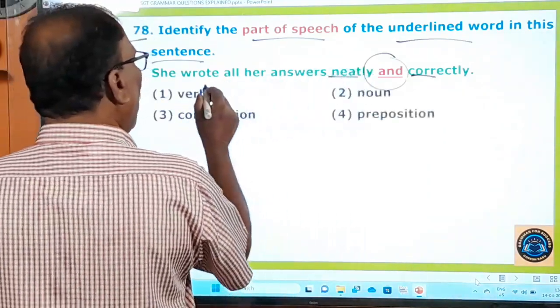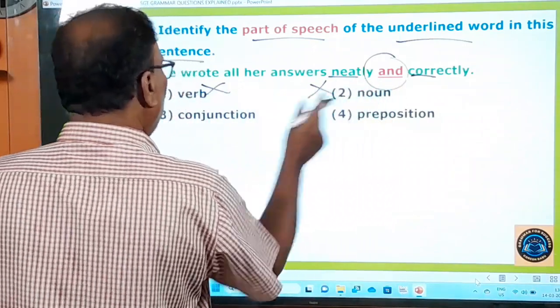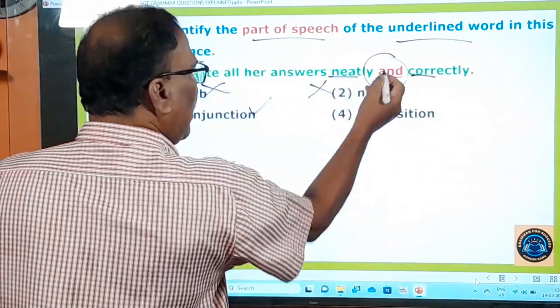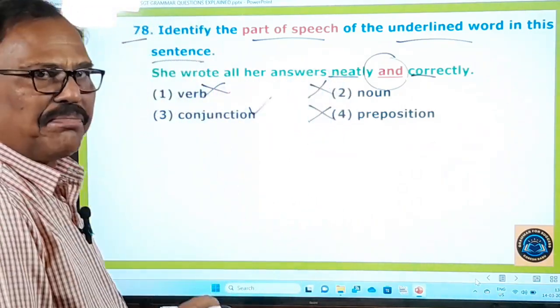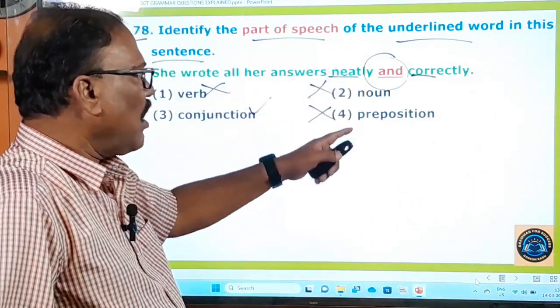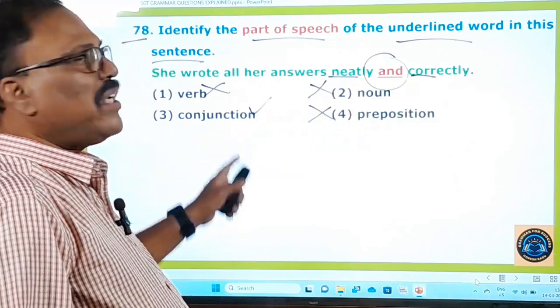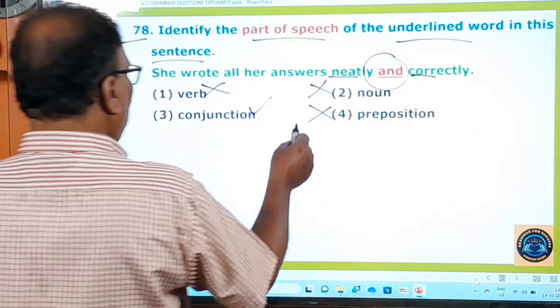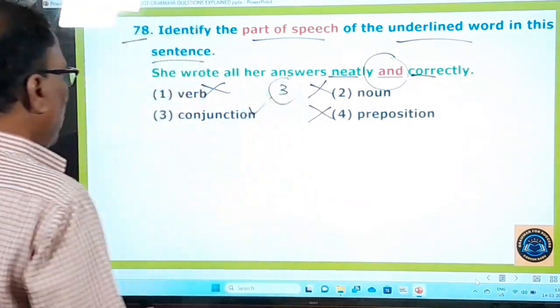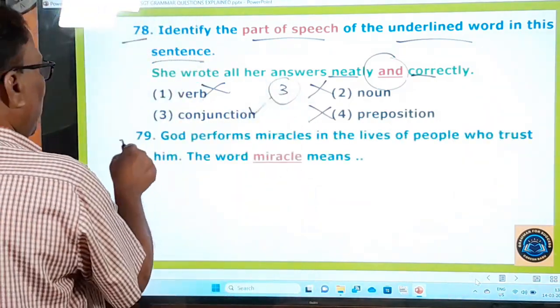Verb, noun, conjunction, preposition. So it is "and". It is not a verb, you know that very well. "And" is not a noun, not a preposition. It's only a conjunction. Moreover, it is a coordinating conjunction. And your answer is going to be the third one, right? And now you go to the next question, 79th one.